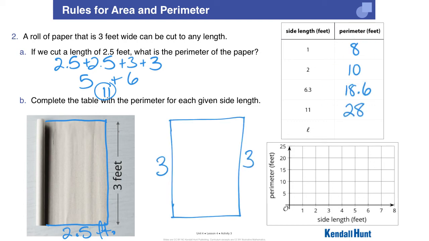Here's what we end up with for our different perimeters, and then down here, if we have a length of L, I'm going to draw a new one right here. Here's my sheet of paper, 3 feet wide on 2 sides, and then a length of L right here. And I know that for perimeter, I'm going to add everything up. And so that's going to be L plus L, or 2L, plus 3 plus 3, which I can simplify to 6. So there's my general rule for my function.